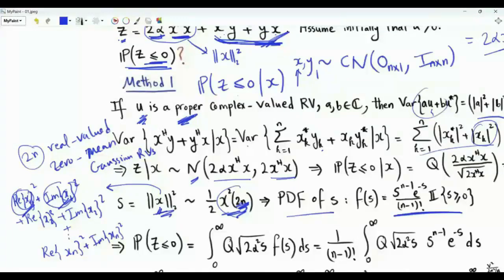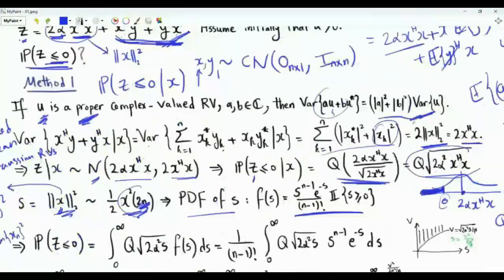The PDF is exactly given by this expression here. If we call this S, f of S is S to the n minus 1, e to the minus S, divided by n minus 1 factorial, and of course S is a non-negative random value. The conditional probability that Z is less than or equal to 0 in terms of S is the Q function of square root 2 alpha squared S.